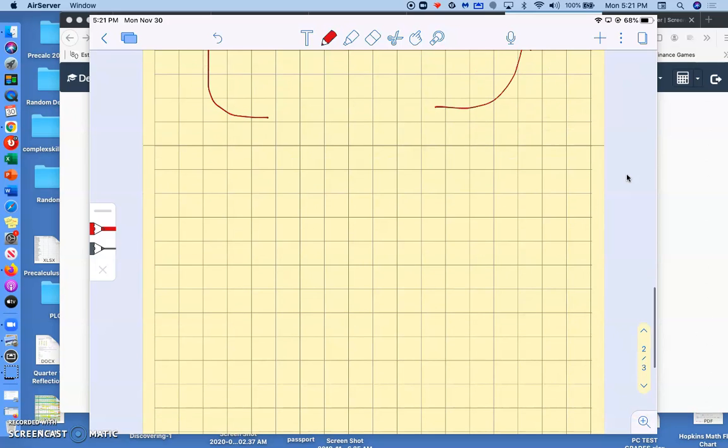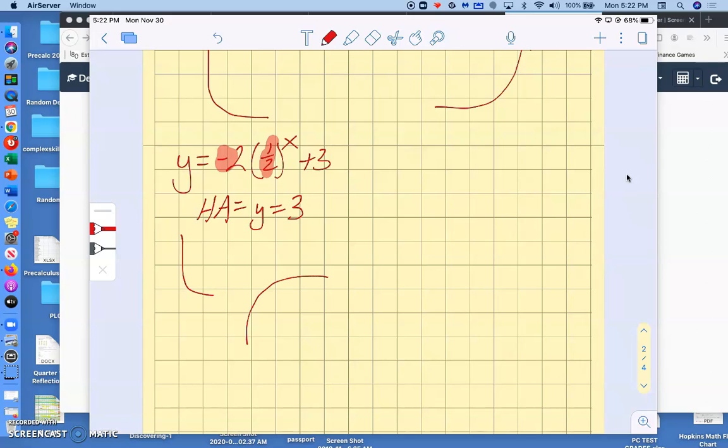So a decay one, let's say we have y equals -2 times half to the x plus 3. So our horizontal asymptote is at y equals 3. I see this decay, so I know it's decay, but we have the negative, so it flips. So it'd really be like that, because it's like it flipped over.